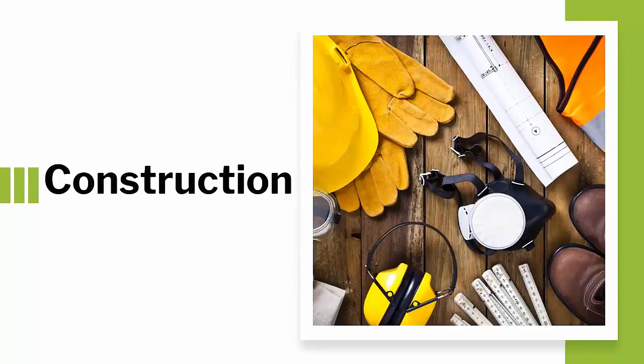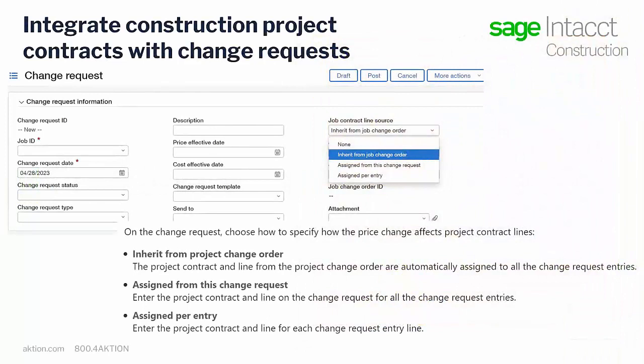All right, so let's kick off with the construction feature set. I'm excited to introduce some of the new release features and capabilities that you now have within construction that I'm sure a lot of you have been anxiously waiting for. The first being two new options that are available when integrating construction project contracts with change requests. Prior to this, the entire value of the change request was automatically linked to the project contract line only at the project change order level. That was if you were to inherit from job change order.